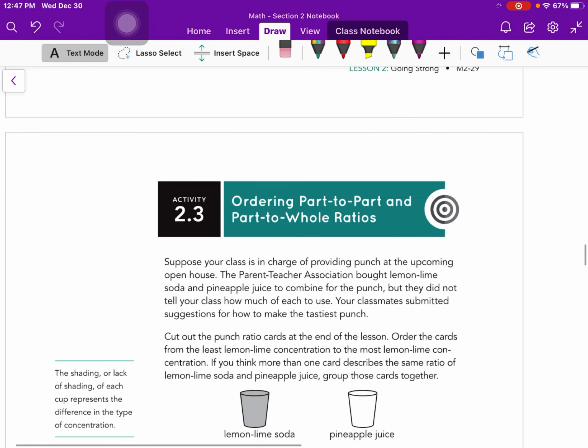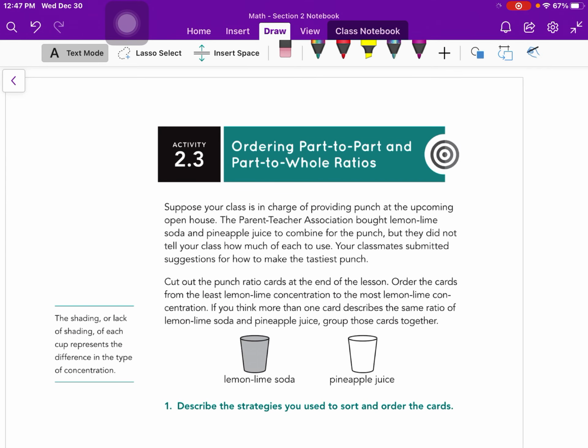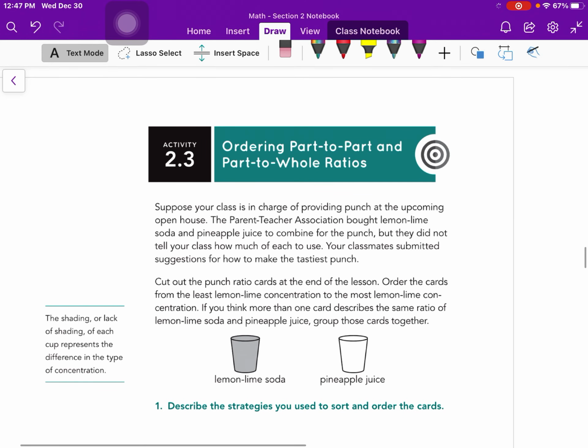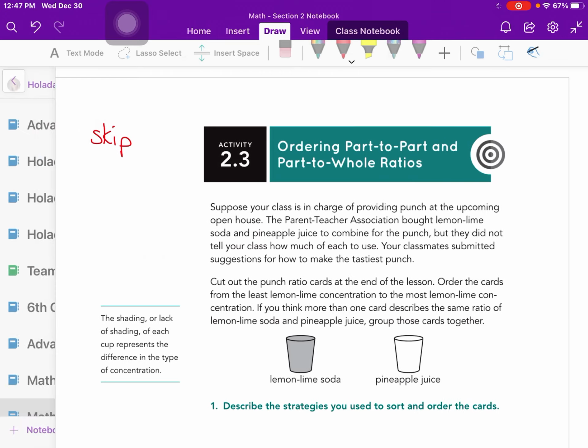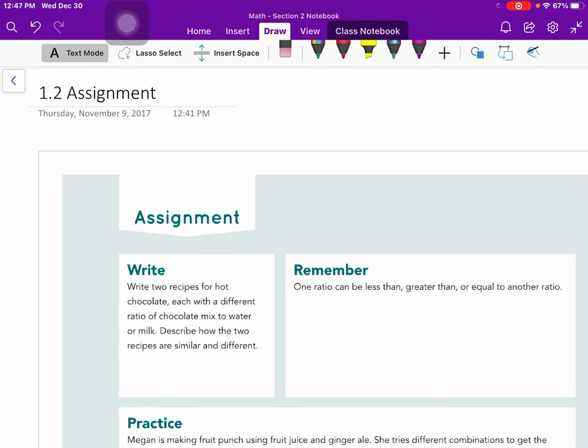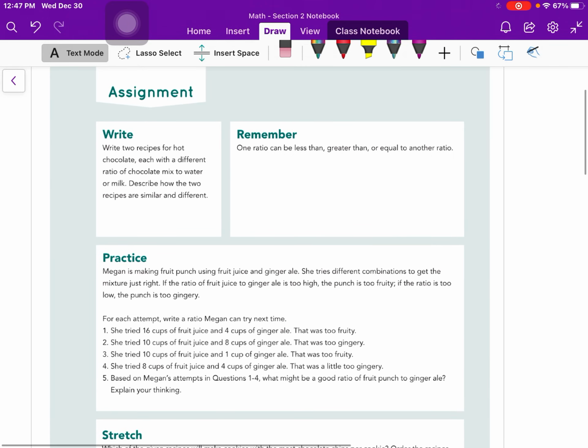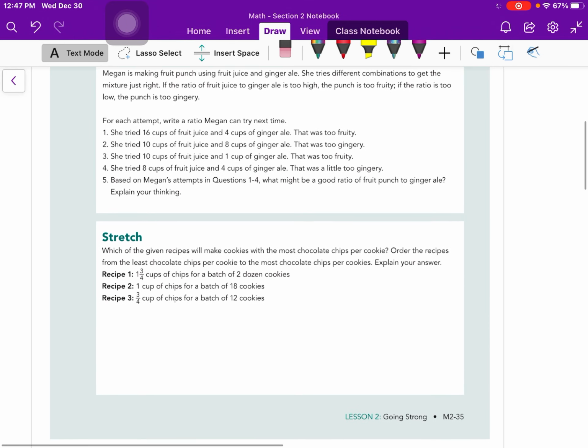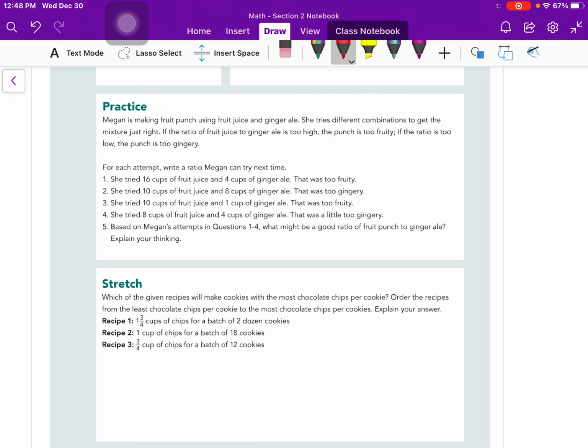I think we're done. I think we'll skip 2.3 or we will get that done in class. So after this particular lesson is over, I'll be having you do the assignment that goes with this particular lesson, which is right here, assignment 1.2. Read all of the directions very carefully, please. Go ahead and do 1 through 5.